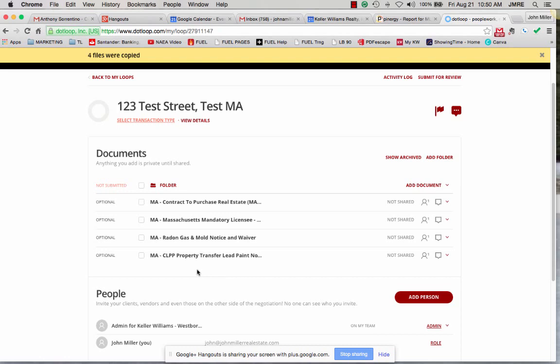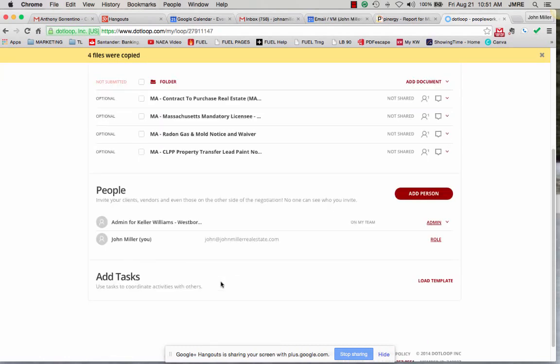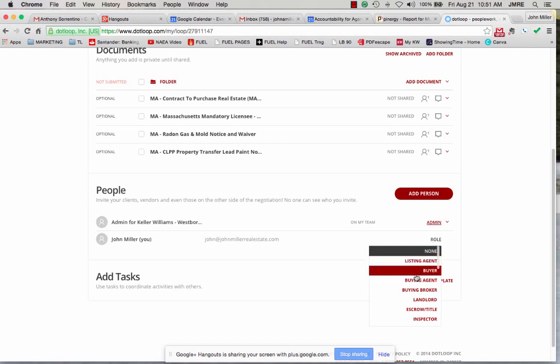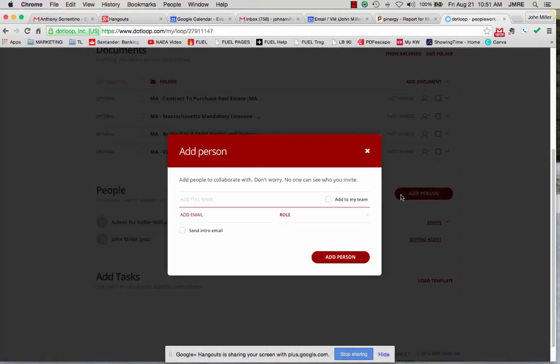Now we want to add some people, because when you add people in there they will automatically populate their names into the forms themselves. So on the right-hand side where it says you can add a person, the first thing I want to do is change my role to the buyer agent. So that's what you would do. You would change your name to buying agent. Add a person, very simple.